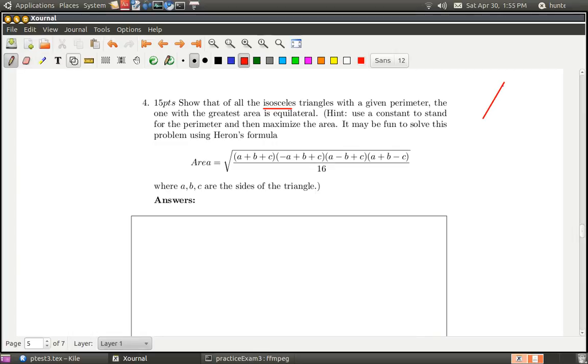Isosceles means two sides are the same, right? So this means that it looks like this, A, and then this could be anything, okay? And what does equilateral mean? Equilateral means that actually all three sides are the same. So we have A. So maybe I should label these. So this is isosceles, and this is equilateral.